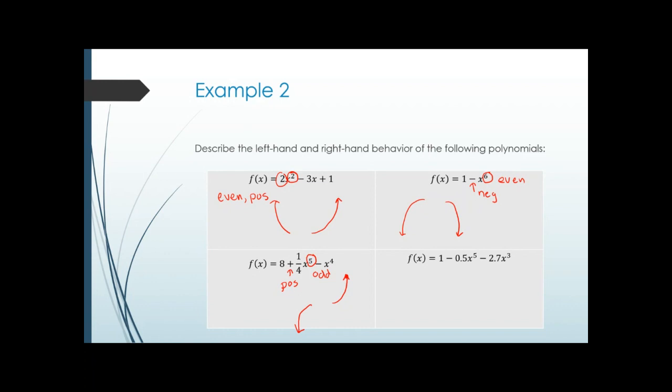Then bottom right, we have f of x equals 1 minus 0.5x to the 5th minus 2.7x to the 3rd. So again, our highest exponent is odd. And we now have a negative leading coefficient because we have a negative 0.5 right in front of that x to the 5th. So that's where we flip it upside down. So that's where we get that reflection, and it flips it upside down.